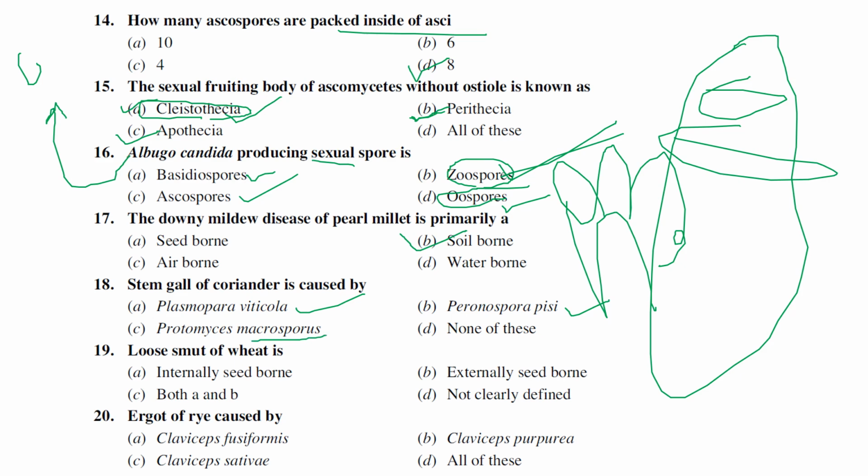Next one is Protomyces macrosporus. So the answer is Protomyces macrosporus, the stem gall of coriander pathogen. Loose smut of wheat is internally seed-borne, externally seed-borne, not defined, A and B.